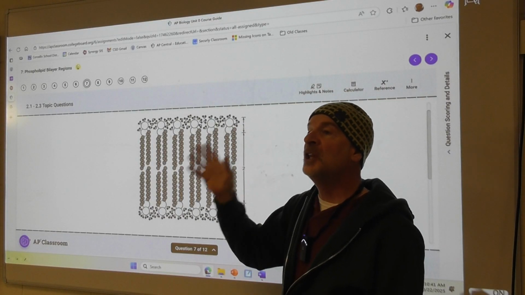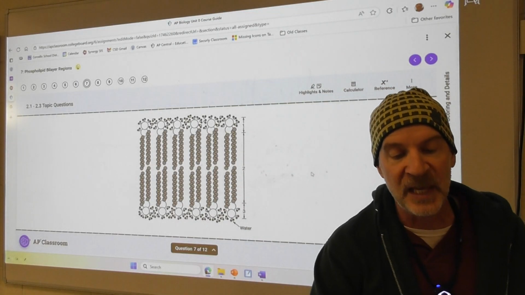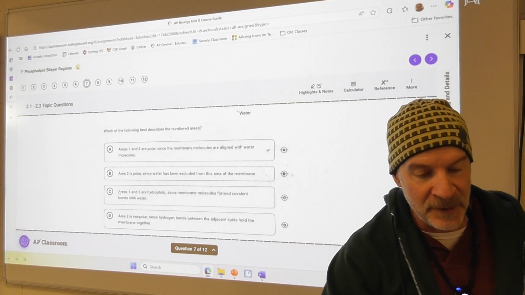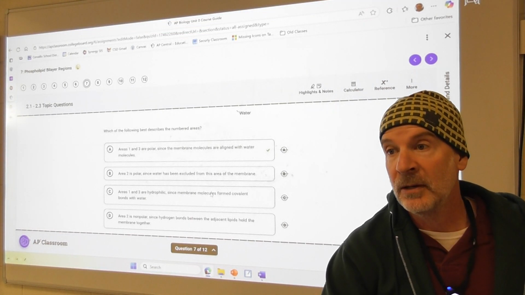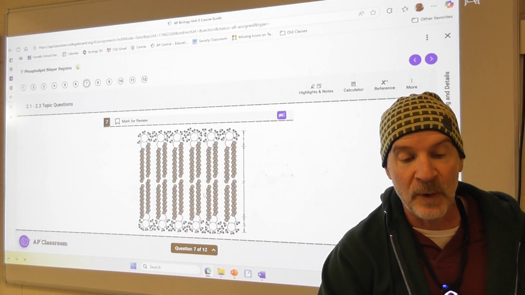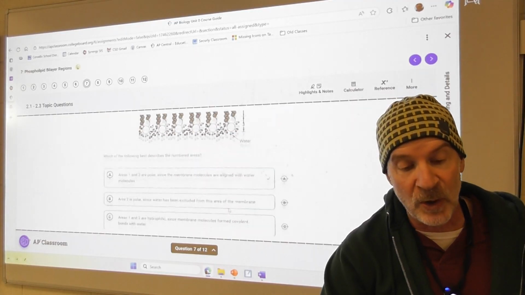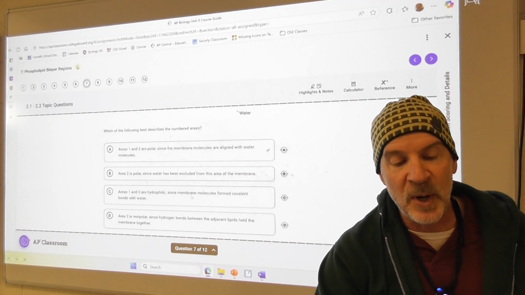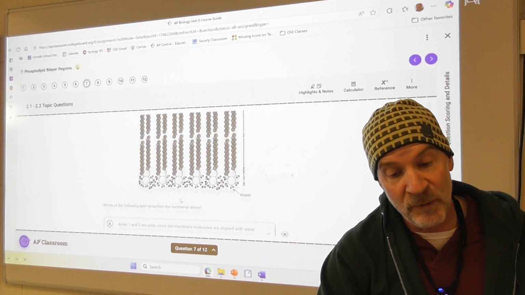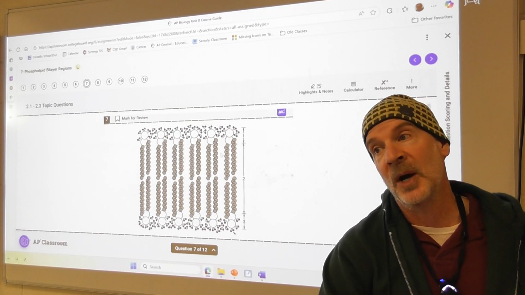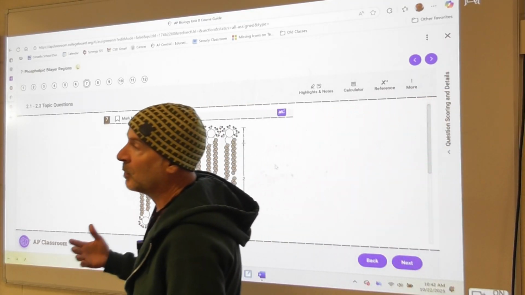You can have a really good idea of how it all plays out and still get this one wrong because it says here, areas 1 and 3 are hydrophilic. They are. C is the correct answer. Areas 1 and 3 are hydrophilic, except C also says, since membrane molecules formed covalent bonds with water. Those aren't covalent bonds with water. Those are hydrogen bonds with water. So C isn't right, even though they gave you half the right answer.